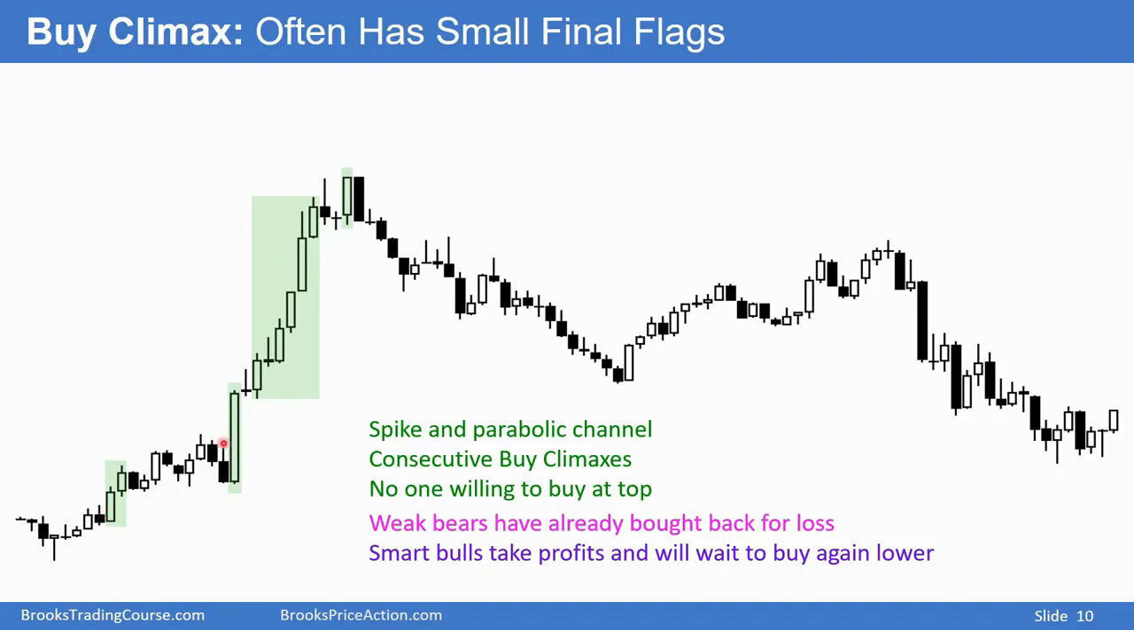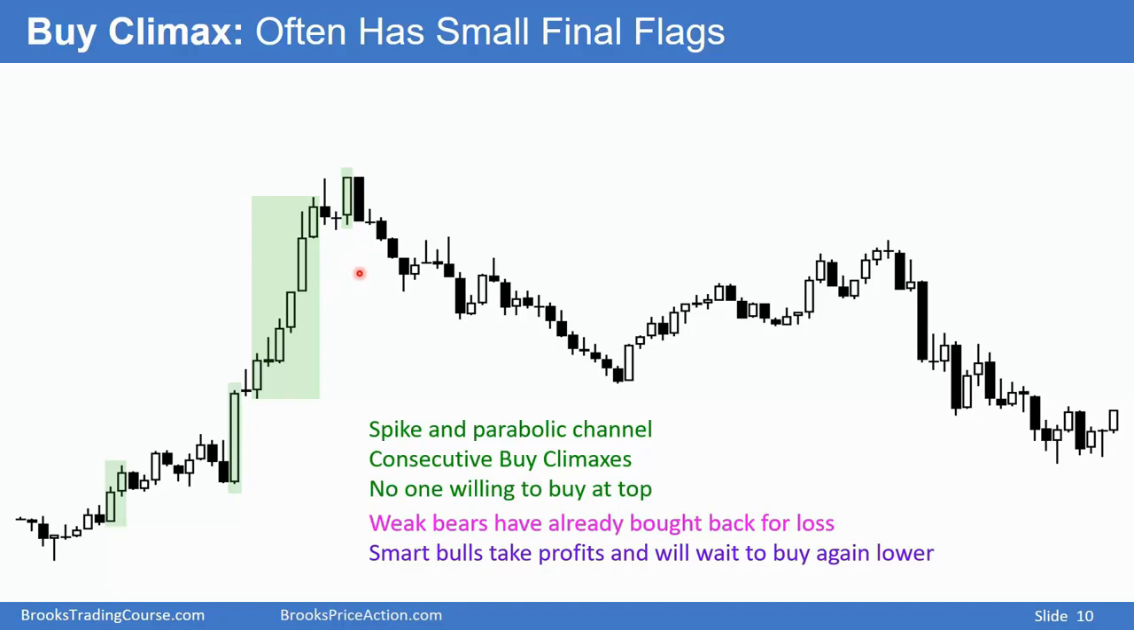The smart bulls, they're taking profits. They understand what's going on. Consecutive buy climaxes, a pullback. This could be the final bull flag. They're going to use this close to take profits. The bulls sell. So strong bulls sell, strong bears sell, and the weak bears finally give up. They end up buying back their shorts at the high, exactly where the strong bears are selling, and exactly where the strong bulls are taking profits.